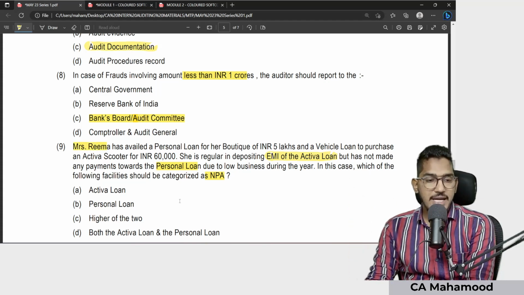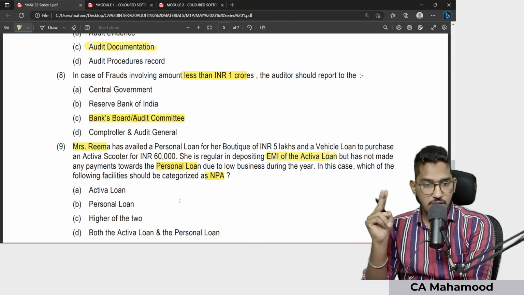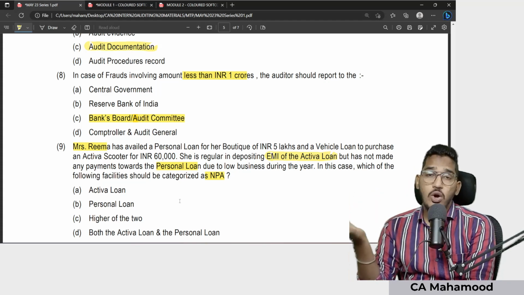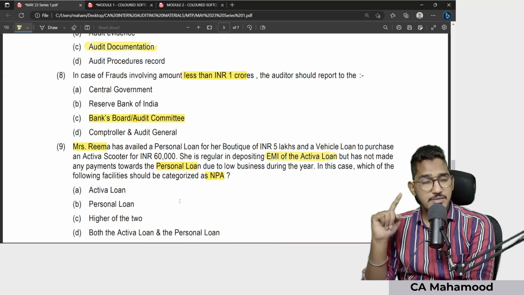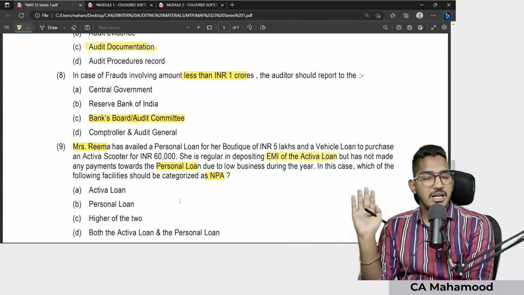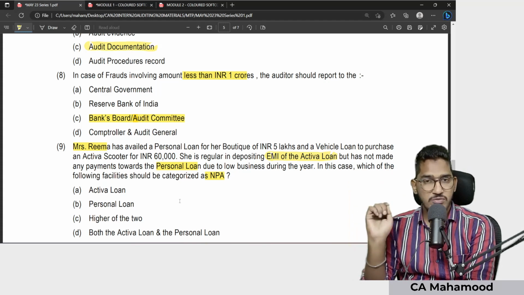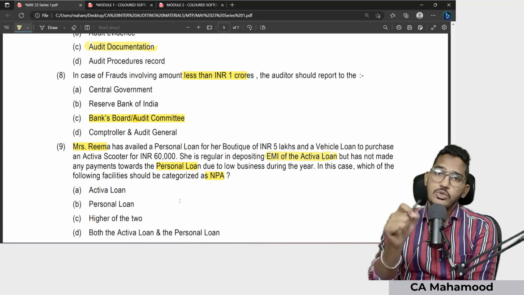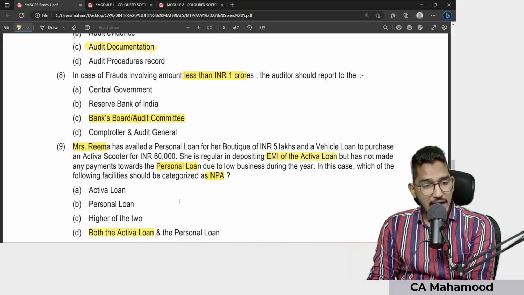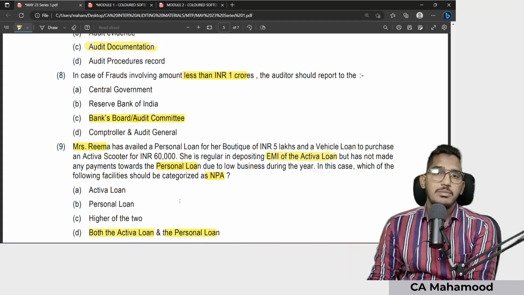See here, this lady has taken loans, 2 kinds of loan. She has paid one loan. Which loan? Vehicle loan she is paying, but she is not paying business loan. Since she has made a default in one loan, all the loans taken in her name will be classified as NPA. Not just business loan will be classified as NPA here. All the loans in her name will be classified as NPA. So here both the Activa loan and the personal loan, everything will be classified as NPA.